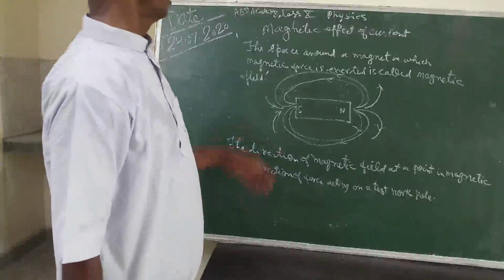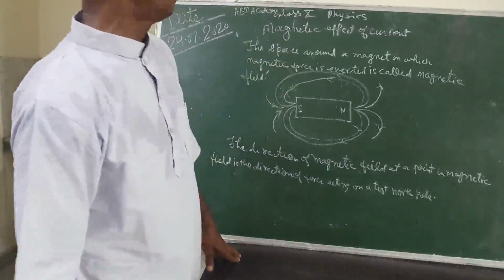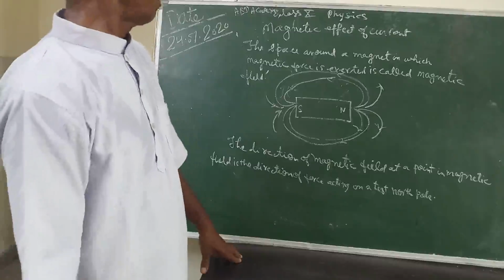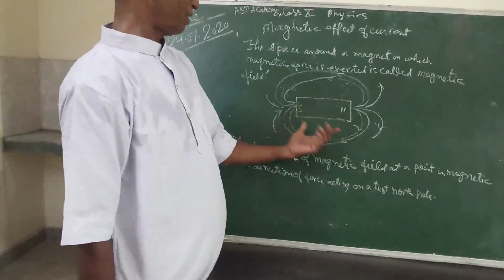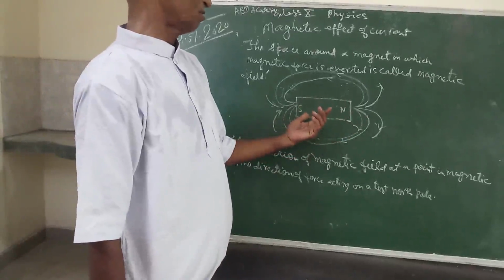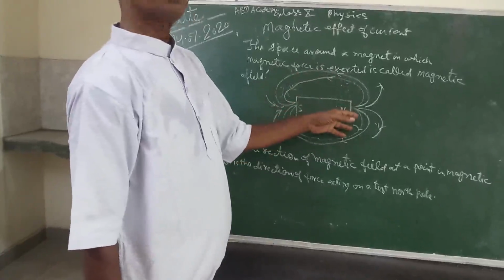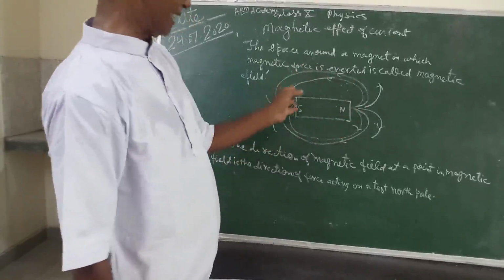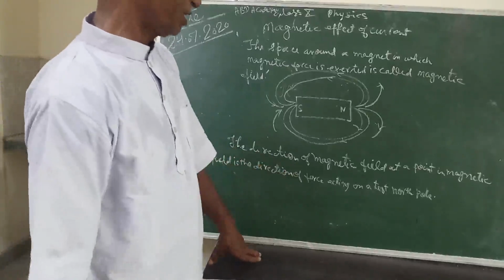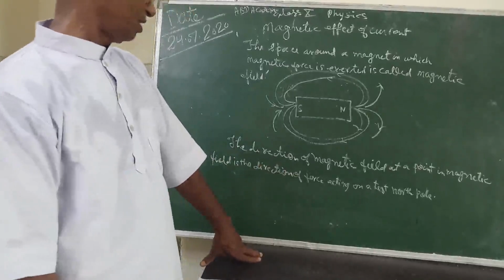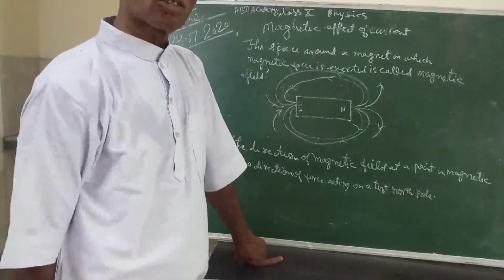Magnetic effect of current. The space around a magnet in which magnetic force is exerted is called magnetic field. In the figure, it is a magnet showing its north and south, on which lines of force are shown, which start from north and end at south. And the direction of magnetic field at a point in a magnetic field is the direction of force acting on a test north pole.